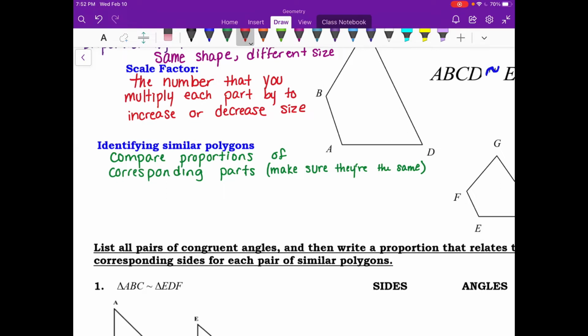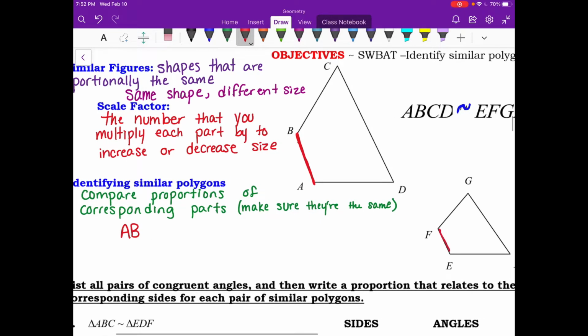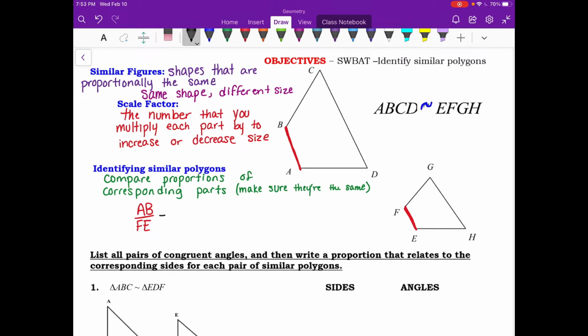In my first shape, ABCD, I'm going to look at side AB. Side AB is corresponding, or in the same place, as FE on my smaller shape. So I'm going to make that my first proportion. That proportion, AB over FE, has to be equal to a second proportion, which will be from two other corresponding sides. I'm going to look at BC and FG, for example. Those have to be the same, which has to be the same as every other proportion.